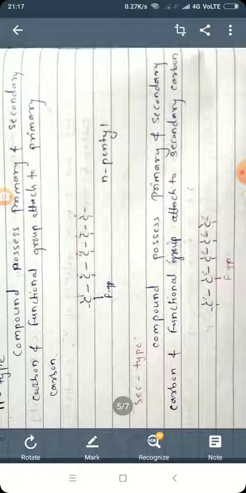Now what is secondary? The compound possesses primary and secondary carbon and the functional group is attached to secondary carbon. See, what is meant by primary carbon and secondary carbon? A carbon attached to one carbon is primary, and a carbon directly attached to two carbons is called secondary. And if the functional group is attached to secondary carbon, then it is called secondary type. Okay, like secondary butyl, secondary pentyl, like this. In upcoming nomenclature we use these terms.